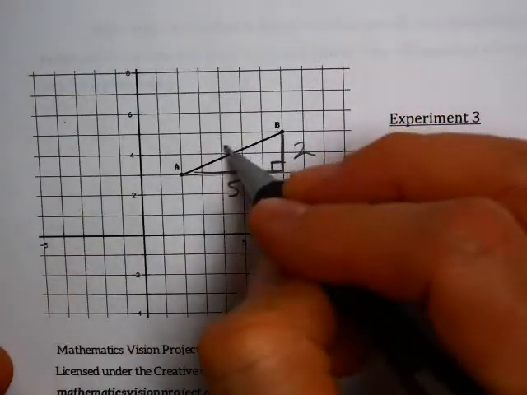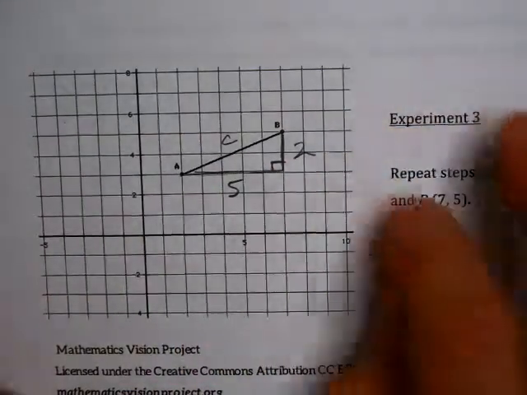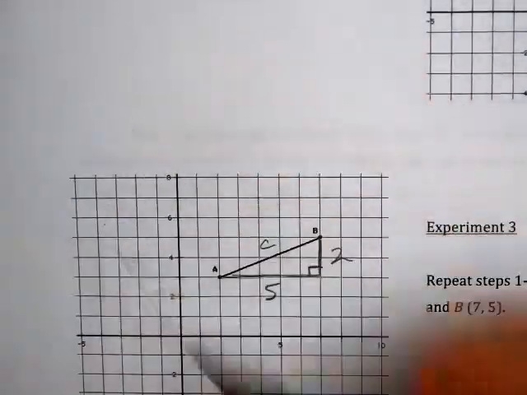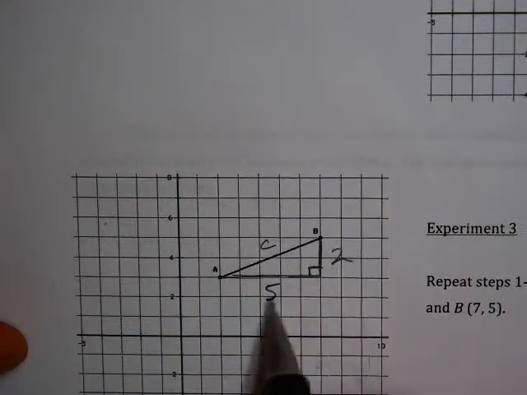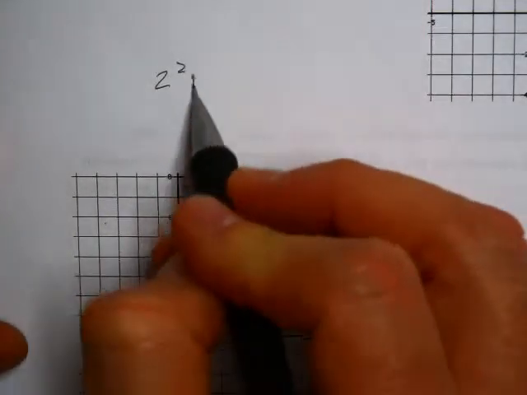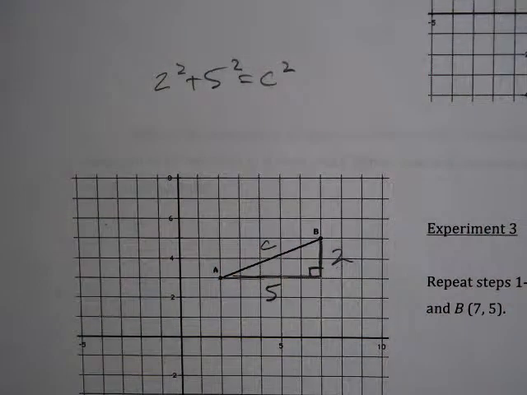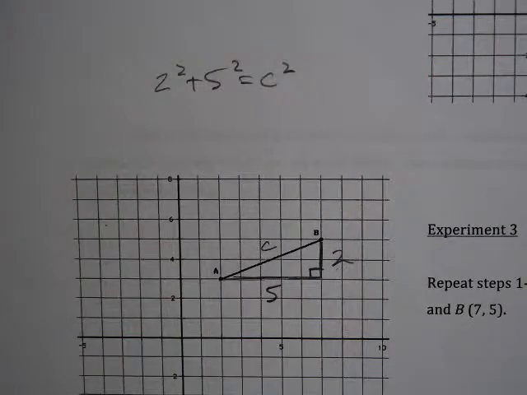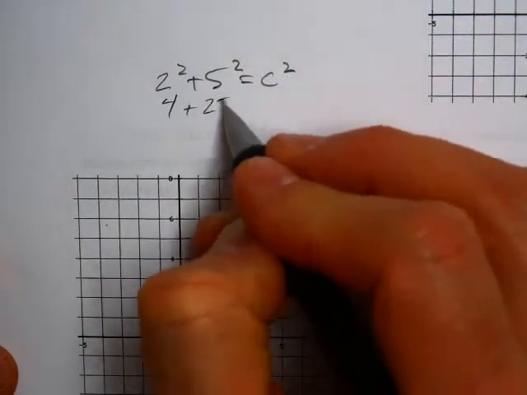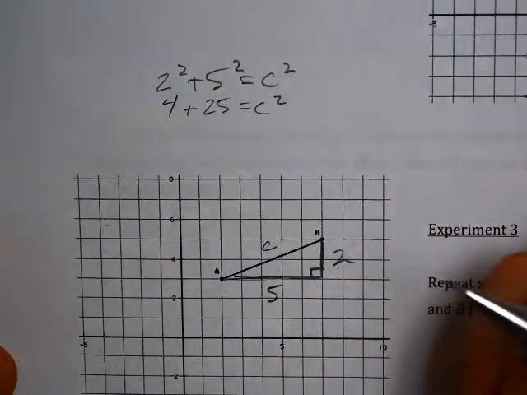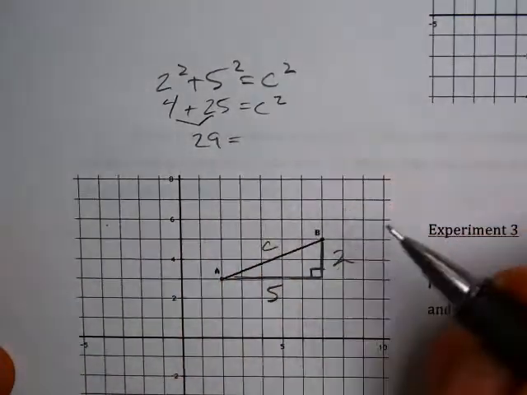And this guy is, what don't we know? C. We don't know C. So I'm going to write it up here. The sum of the squares of the two short sides, so 2 squared plus 5 squared equals C squared. And 2 squared is 4. 5 squared is 25. 29. And it's going to be a little bit more than 5, right?